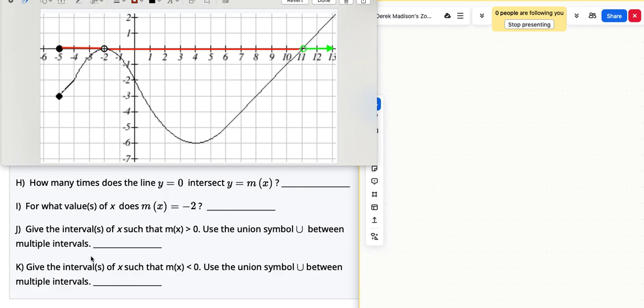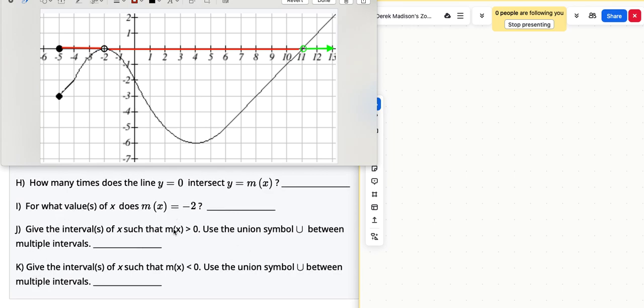Okay, so for these last two parts, first let me point out right here for h, it was asking how many times does the line y equals 0 intersect the function? And so it does that twice. So 1, 2. I think you had the right points down, but it's just literally asking how many times. So 2 would be the answer there.